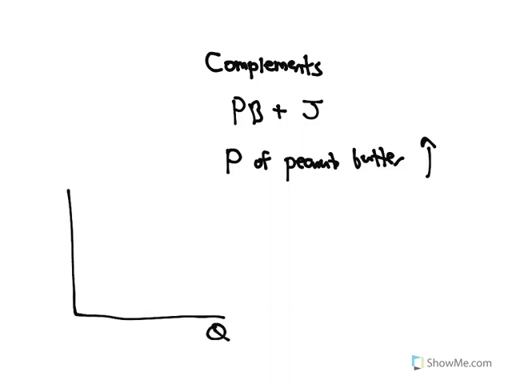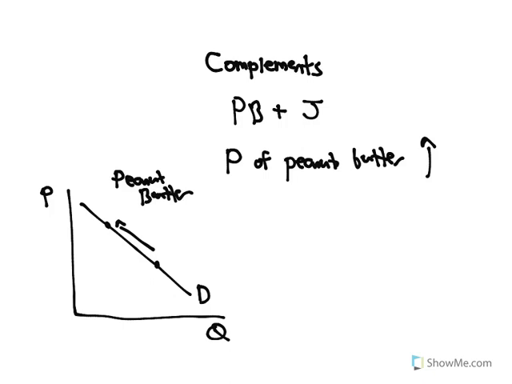We could do the demand for peanut butter. Remember what happens when the price of a good increases: we move along the demand curve. So for peanut butter, it would just be a movement along the demand curve. But what about for jelly? What would happen to the demand for jelly? Well, if you are buying less peanut butter, which is what we're showing here, you're probably also buying less jelly because you tend to buy them together. So if you're buying less of one, that probably means you're buying less of the other.